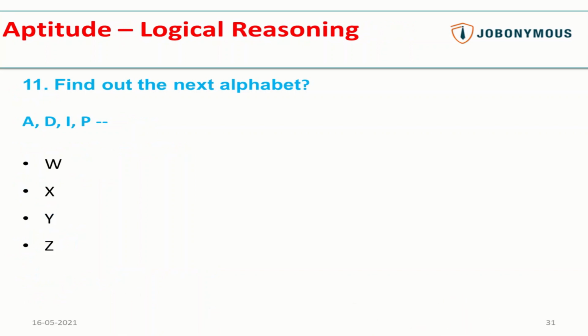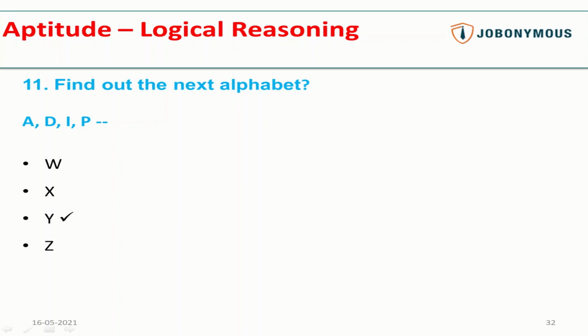So next is find out the next alphabet. So alphabets are given to you: A, D, I, P, and you have to find the next one. So here the correct answer is Y. So how have I found it?